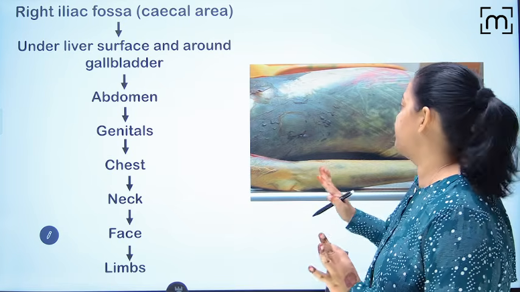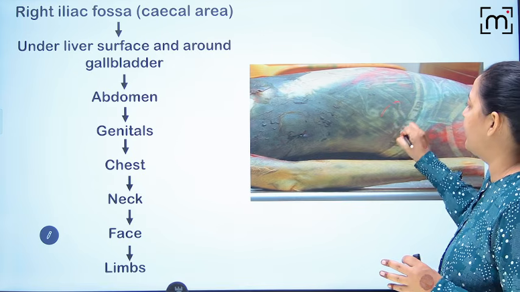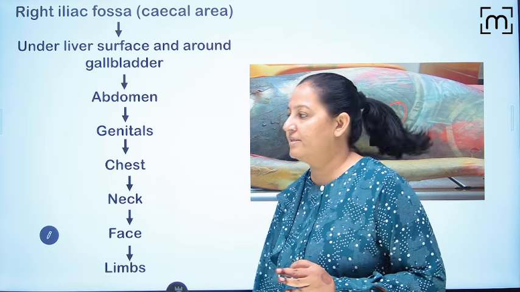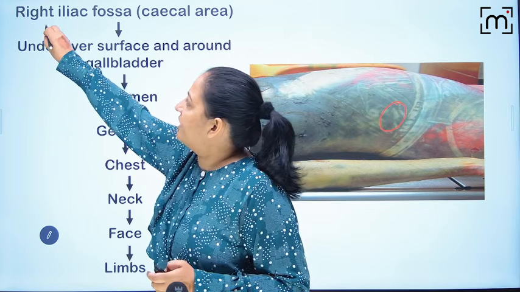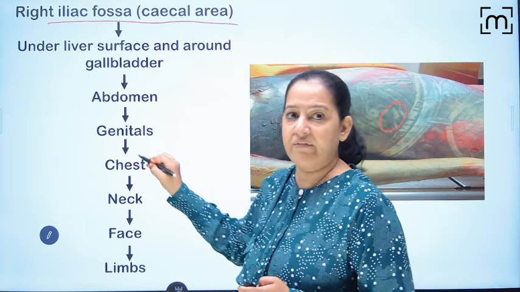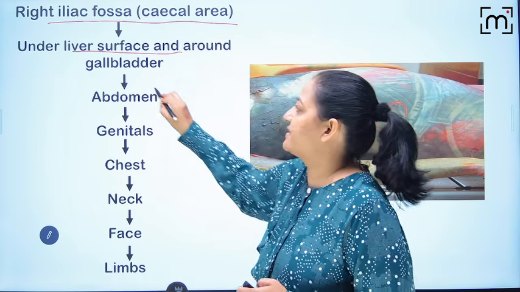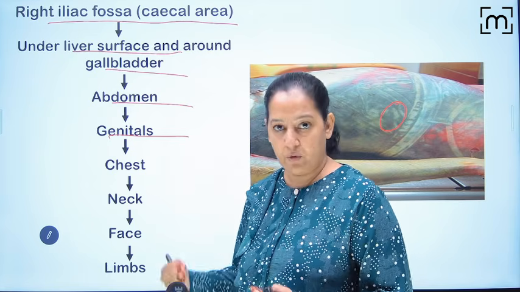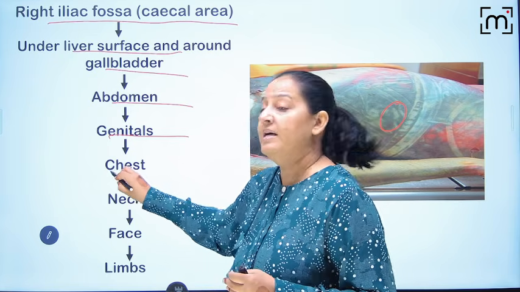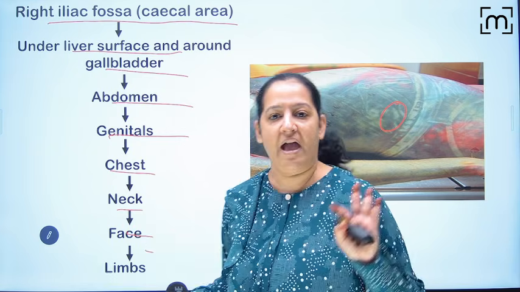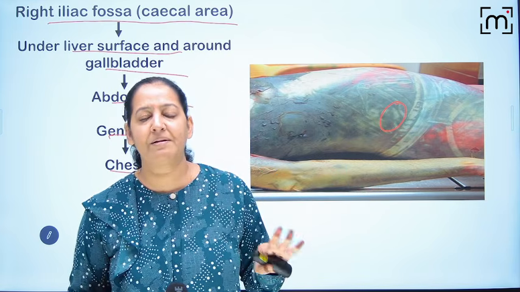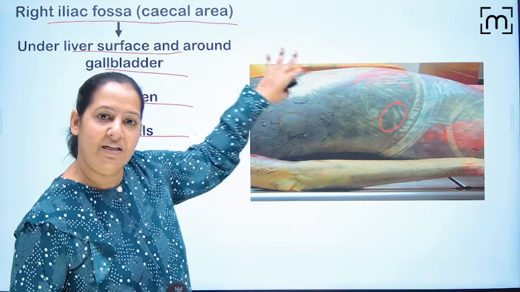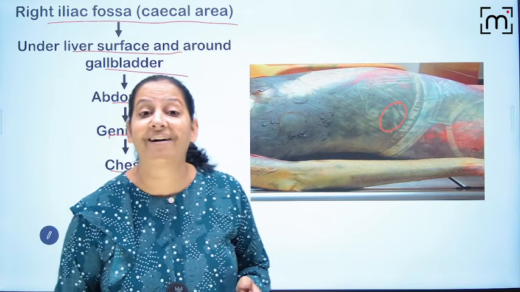So the greenish coloration is not confined only to the right iliac fossa. It starts with that point, but it diffuses in this manner. It starts with the right iliac fossa, the cecal fossa. After that, it goes to the liver surface, then the gallbladder surface, then the complete abdomen. First it goes upwards, then downwards to the genitals. Then chest, neck, face, limbs, everything is involved. You don't have to learn the sequence, but the point is that it starts focally like this, and then diffusely involves the entire body. Okay, that is color changes.